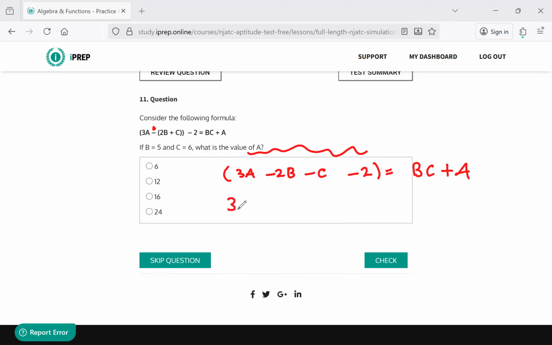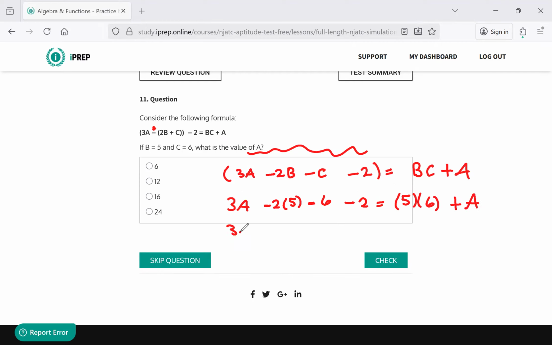So it's going to be 3a, I don't know what a is, minus 2 times b, b is 5, minus c, which is positive 6. So there's a minus in the positive 6. And then minus 2 equals to b times c. So b is 5, c is 6, and I don't know what a is.